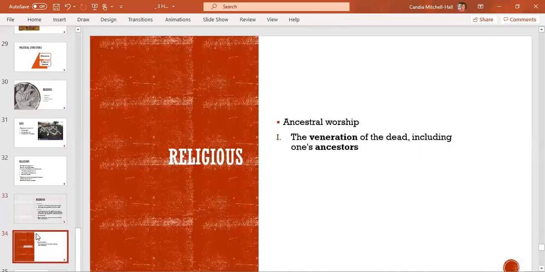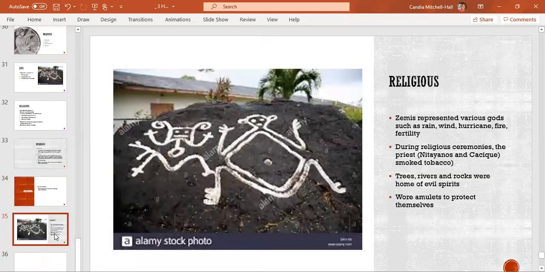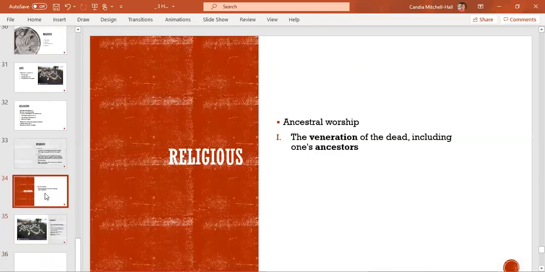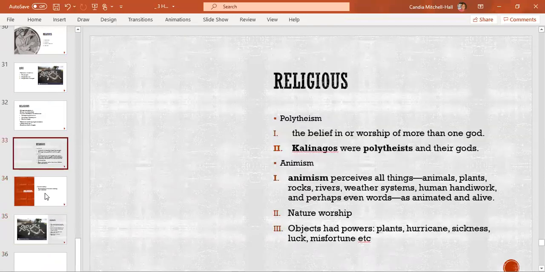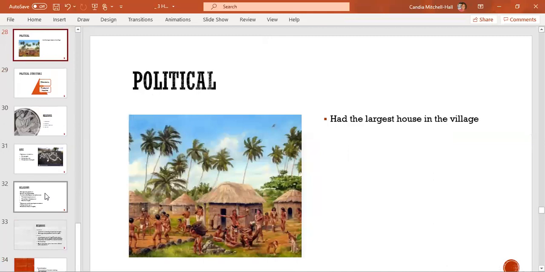Next. All right, so we know for sure that they would have also worshiped their ancestors, so the gods also represent some of their ancestors. All right, ladies, so these are their religious practices.